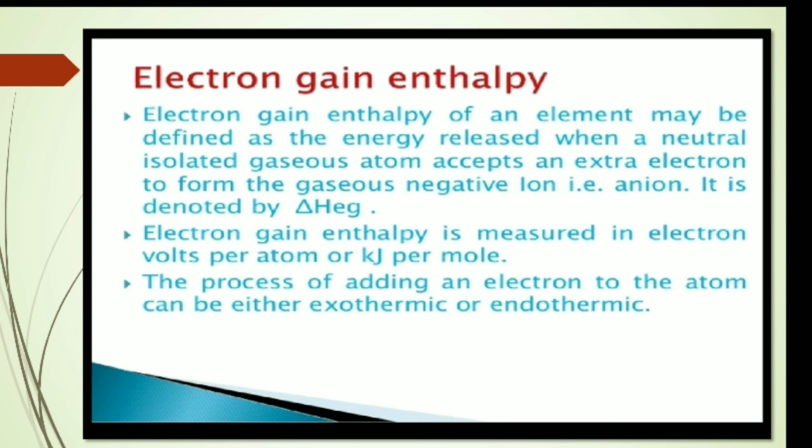But in the case of ionization enthalpy, the amount of energy required to remove the electron from the isolated gaseous atom. Required, in the sense that the process is endothermic. The amount of energy required is absorbed, that is endothermic. But here, whenever electrons are added, the amount of energy gets released. So this process is exothermic.